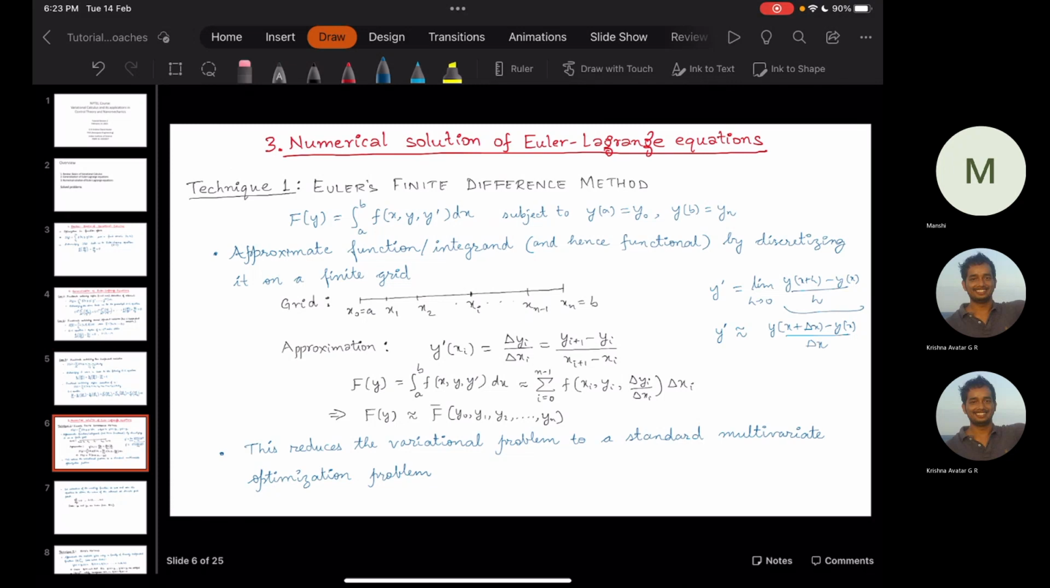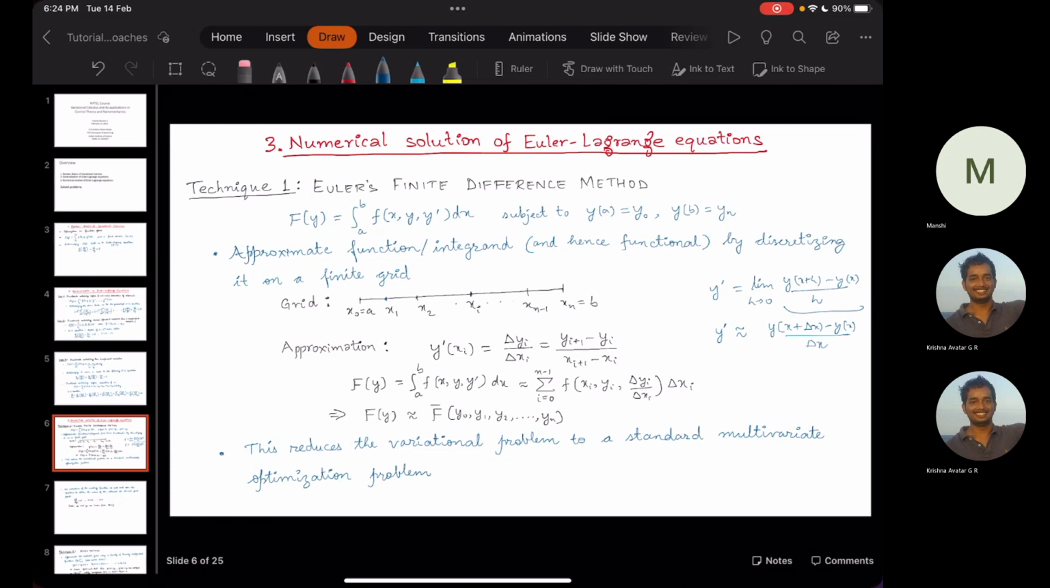Now what we do is we will first discretize our domain. Discretizing the domain implies that, instead of considering the entire domain and defining a function at every point within the domain, our aim is just to find the values of the extremal y at certain locations. These are the locations x0, x1, x2, xi, till xn.